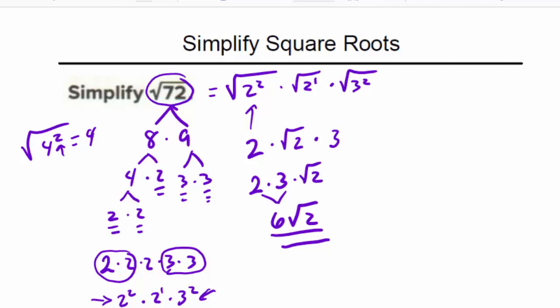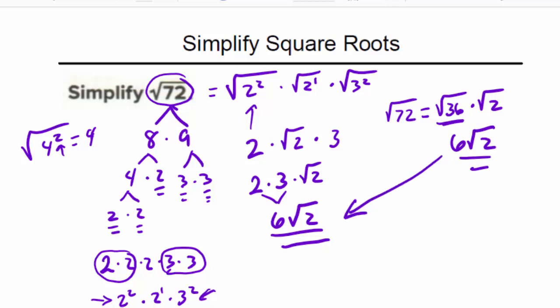Now, as I said earlier, the quickest way to do this is to find the largest perfect square factor of 72. So the shortcut there would be to recognize that the square root of 72 is actually equal to the square root of 36 times the square root of 2. And 36 is a perfect square, so the square root of 36 is 6, giving 6 square root of 2, and you can see we get the same answer that we had over here.